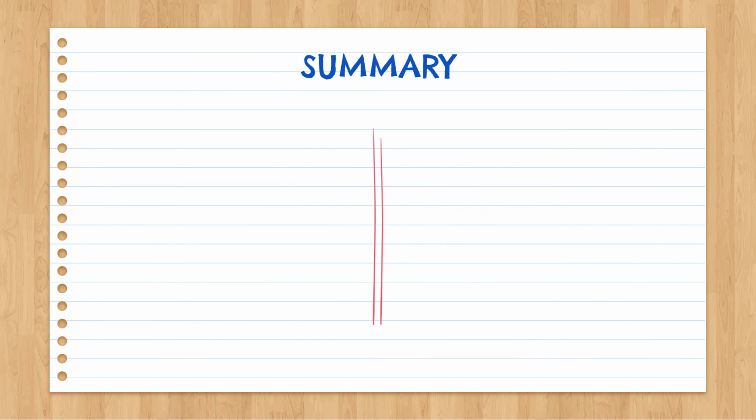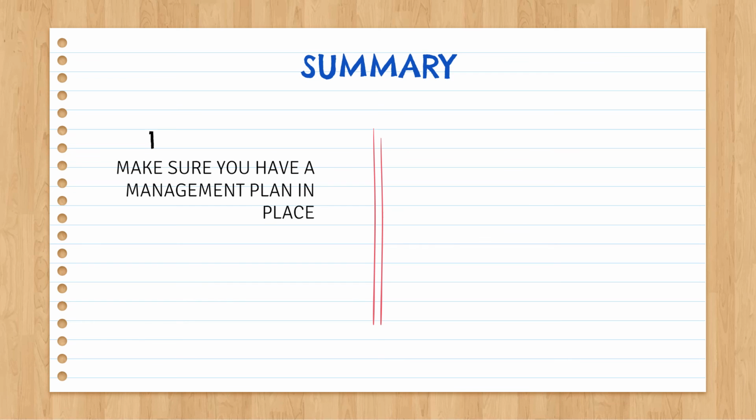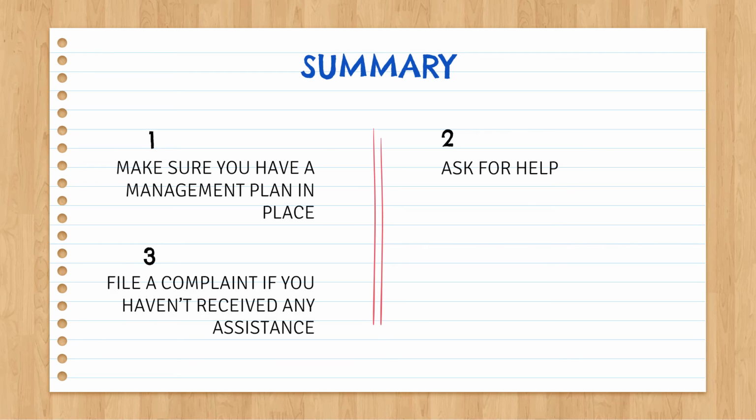Summary. 1. Make sure you have followed your plan and exhausted everything before you go to step 2. Ask the administrator to step in if no other strategies have worked. If your request for assistance has fallen on deaf ears, file a formal complaint.